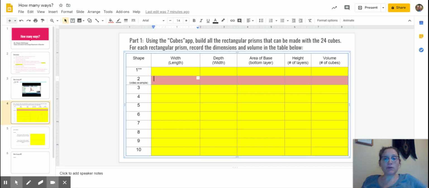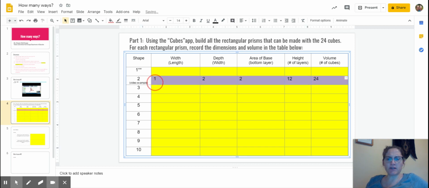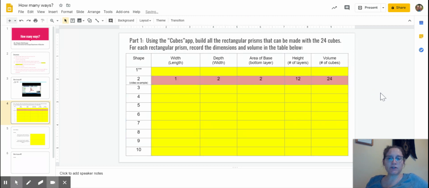But in example number 2, if you go back to the original video, we did do a shape that was 1 by 2. So its base was 2. Area of the base was 2. And then it took 12 layers to stack it all the way up to fill up with 24 cubes. So that was your first example that we did together. It was a very skinny rectangular prism. So there we go. You've got an answer for shape number 2. We did another shape together as well. You can go back, fill that in your chart.